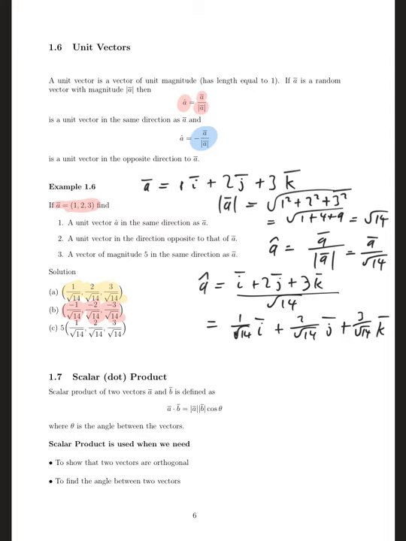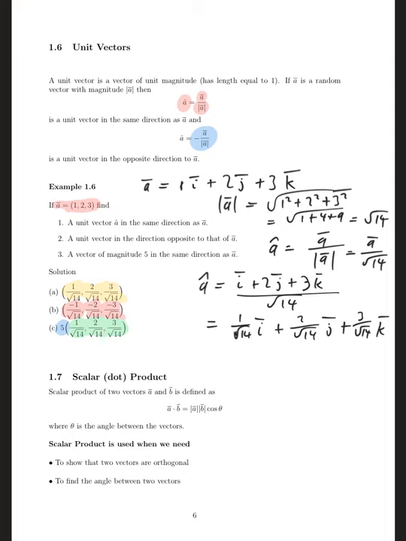Finally, a vector of magnitude 5 in the same direction as A. Well, we just got a vector of magnitude 1 in the same direction. So if we want to multiply that magnitude by 5, we take our vector with length 1, which we got in part A, and we just multiply it by 5. So that's the solution for part C, a vector of magnitude 5 in the same direction as A.